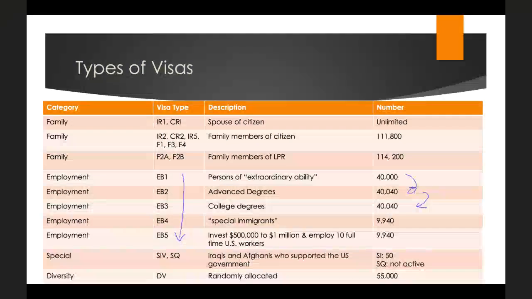Then it goes to special immigrants, and this category focuses primarily on religious categories. And then the EB5 visa, which are those who are able to invest between $500,000 and $1 million in the creation of a company that would then employ 10 full-time U.S. workers. If you have enough money, you can buy a visa.